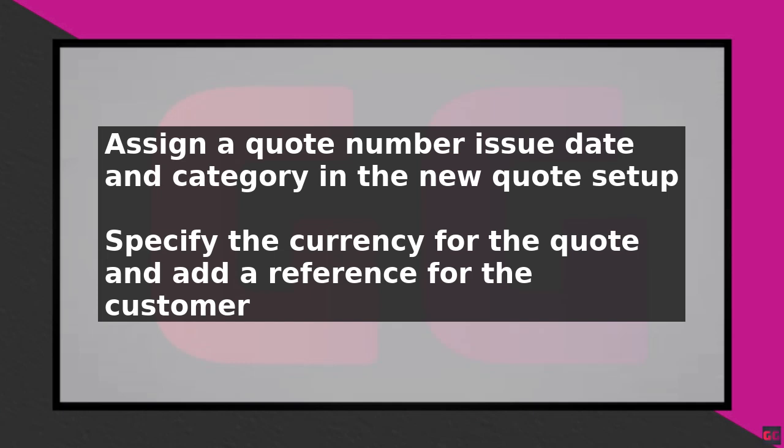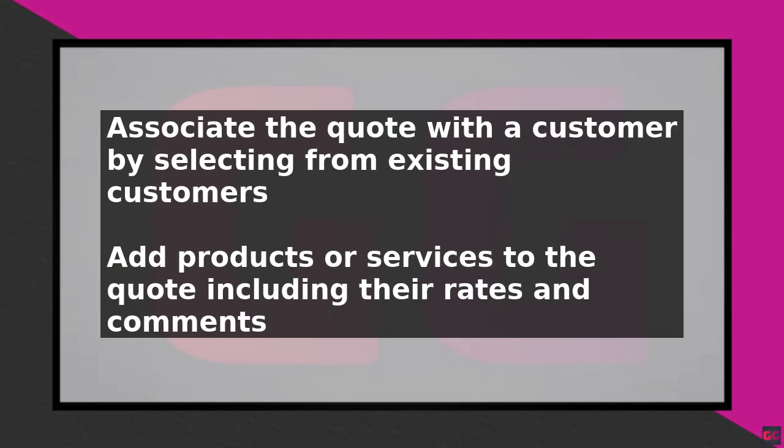In this new quote setup, you can assign a quote number, issue date, and category. The issue date can be set for the current day, a previous day, or a future date. The category can initially be listed as a draft, and later updated to reflect the quote's status, such as sent, in negotiation, or won.